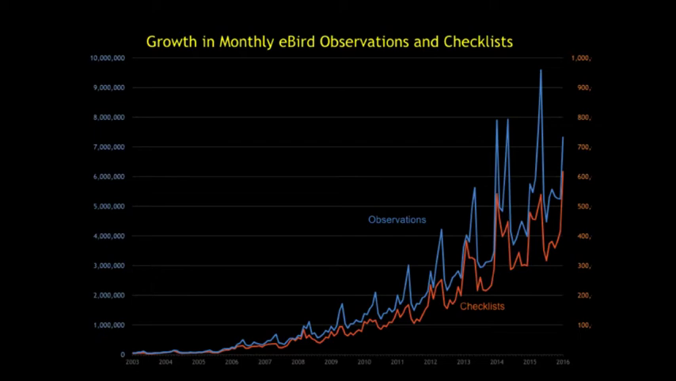This is May, June, when everybody is out tracking all the birds that are singing and flying around and easy to see. So you get these spikes every year in the spring during the breeding activity. So here's observations. Here's the number of checklists going up pretty much together, and there doesn't seem to be any end in sight. It's going to be interesting to see. I assume this will plateau at some time, but it hasn't yet.